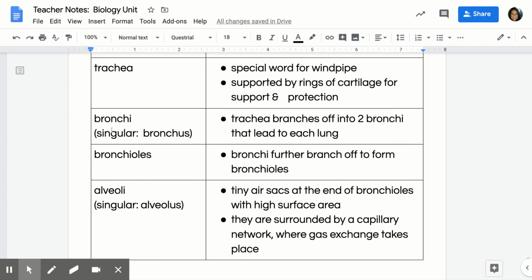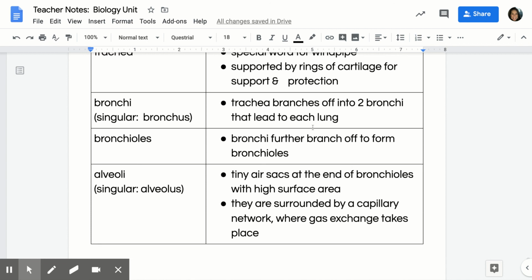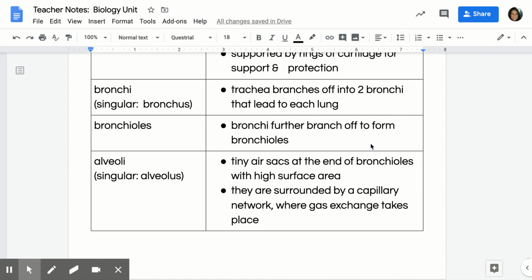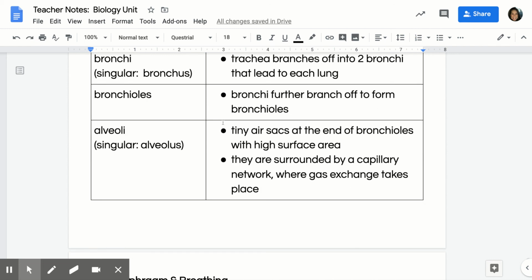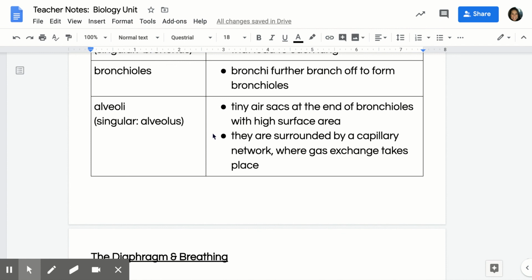Our bronchi, or if it's just one of them, then it's bronchus, are the two branches that lead to each lung. Bronchioles are the further branches, which is where our alveoli sit. And those are the tiny air sacs at the end with a high surface area, and they're all surrounded by a lot of capillaries so gas exchange can happen.